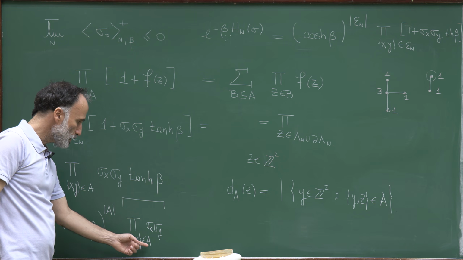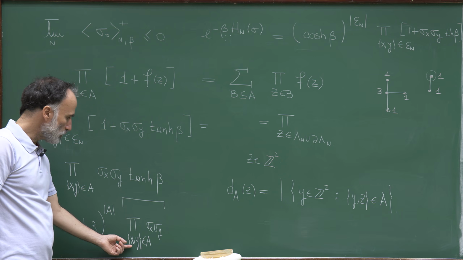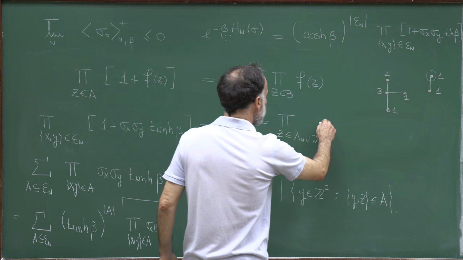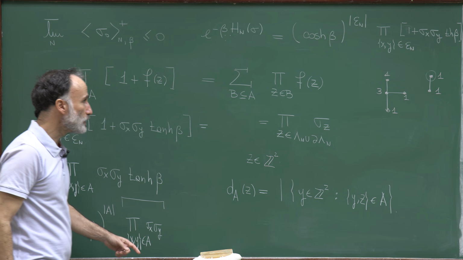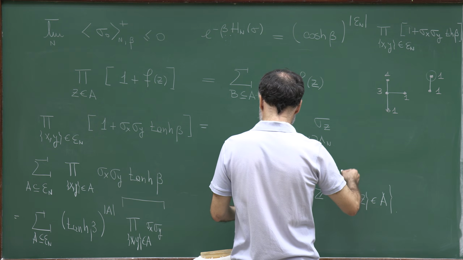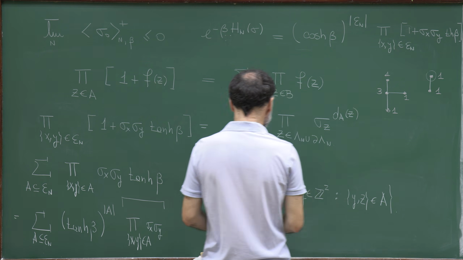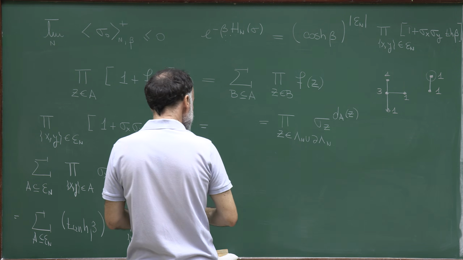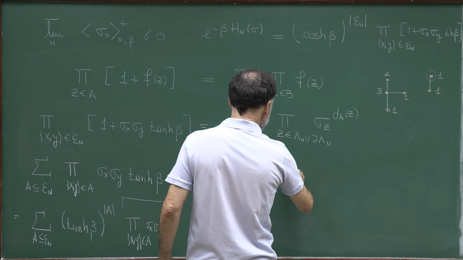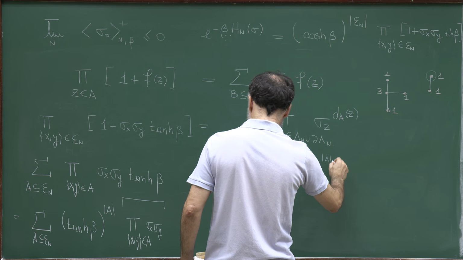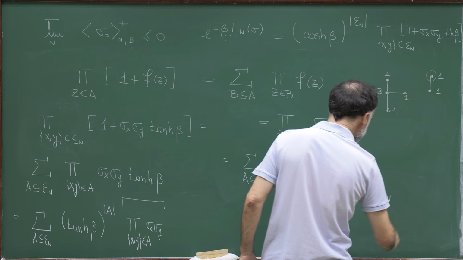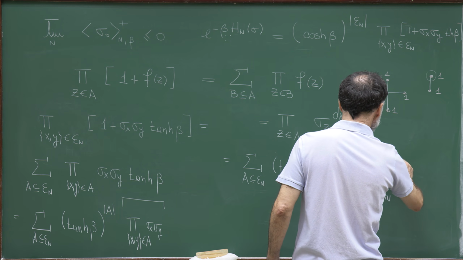So if you have an edge in A, a subset of E_n, the vertices of this edge belong either to lambda n or to the boundary of lambda n. And with that, we have sigma z, which will appear, and at which power? Well, it will depend on the number of edges which use z as a vertex, and this is exactly what I defined as d_A of z. So I can rewrite the sum as a sum over all subsets A of E_n, the hyperbolic tangent of beta to the power |A|, and then a product over all z in lambda n union the boundary of lambda n of sigma z to the power d_A of z.